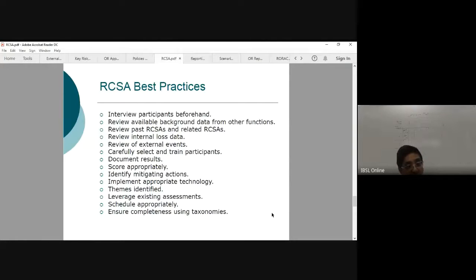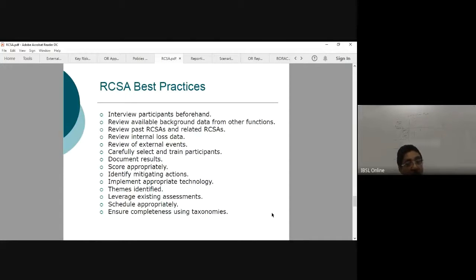Now, first of all, before going into the RCSA process, the participants to be interviewed, and you have to have a communication with them. You have to identify the strengths and weaknesses of those people, how we can get these people into the real process. And available data has to be reviewed from other functions. And of course, if they have done earlier RCSA, then we can review that.